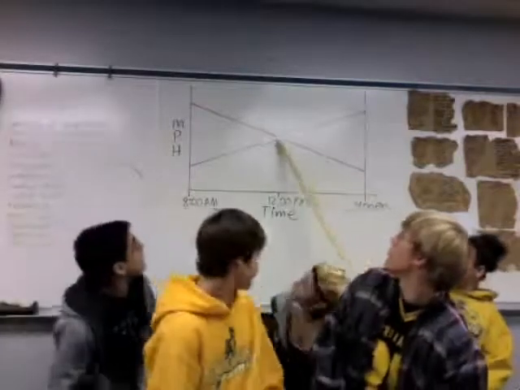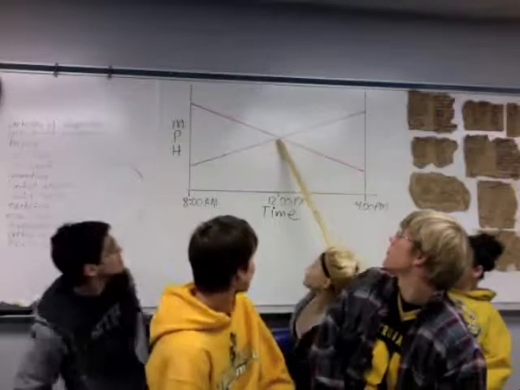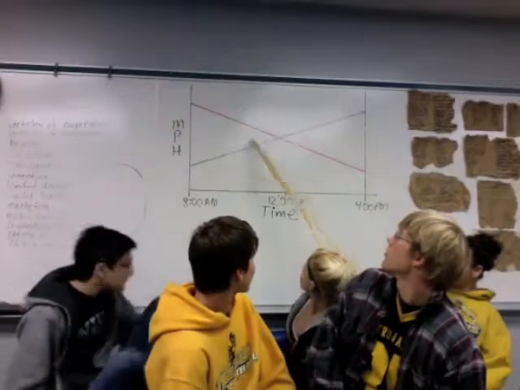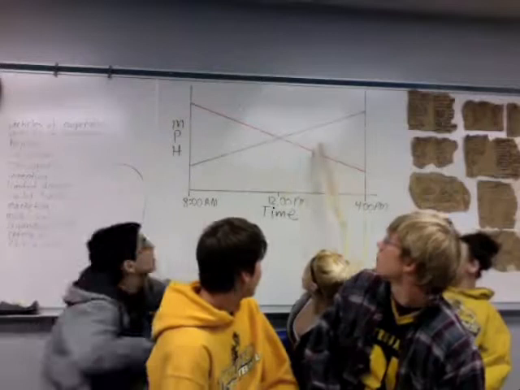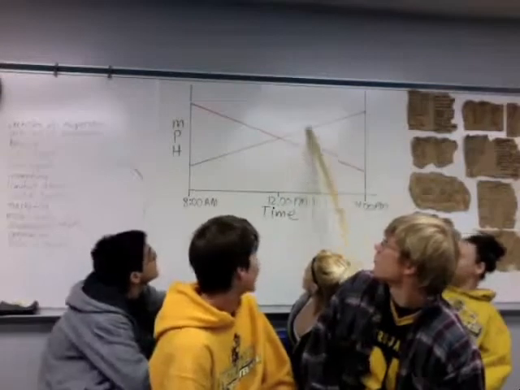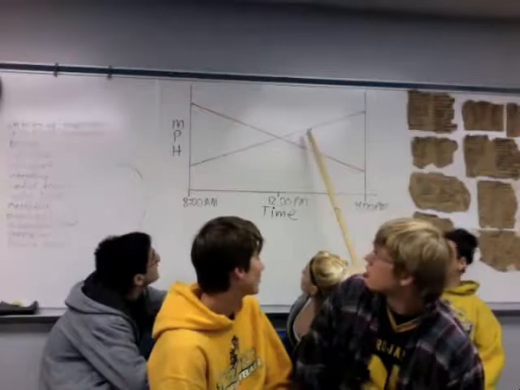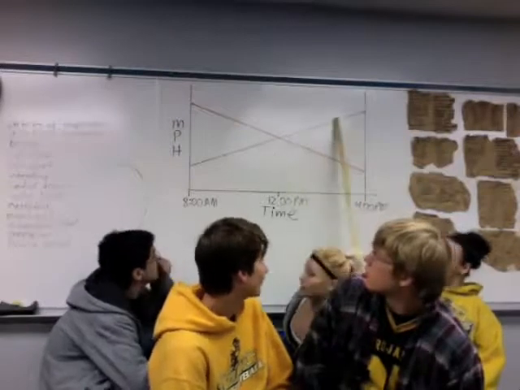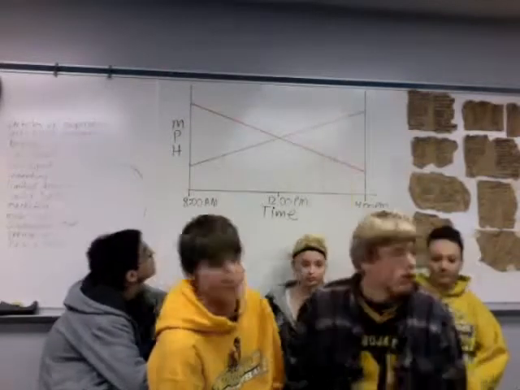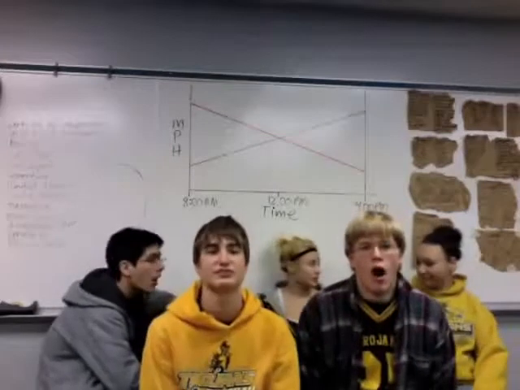Because at that point in time, they are going exactly the same velocity because they cross. But then the red one goes down. The red one started higher and was decreasing, and the blue one started lower and got higher over time. Everybody agree with that?